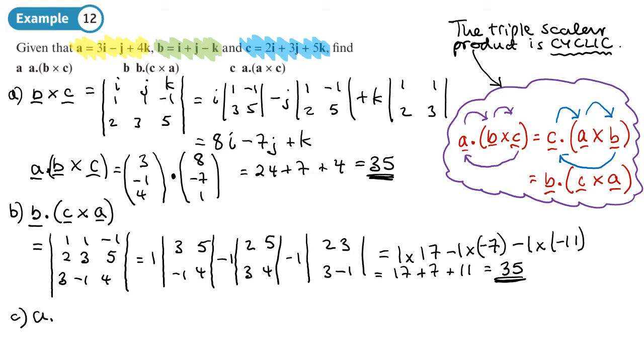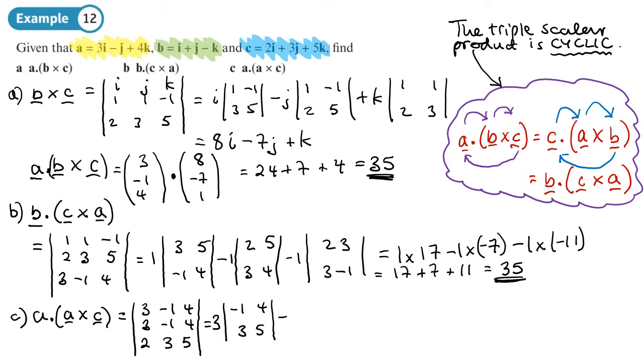And we have A dot A cross C. So we'll work this out. So we can use either method. Let's use the full determinant method again. So we'll have A at the top, so we'll have 3, negative 1, 4, then 3, negative 1, 4 again, and then C, 2, 3, 5. Okay, so this will equal 3 times by the determinant of minus 1, 4, 3, 5, minus 1 times by determinant of 3, 4, 2, 5, and then plus 4 times by determinant of 3, negative 1, 2, 3.